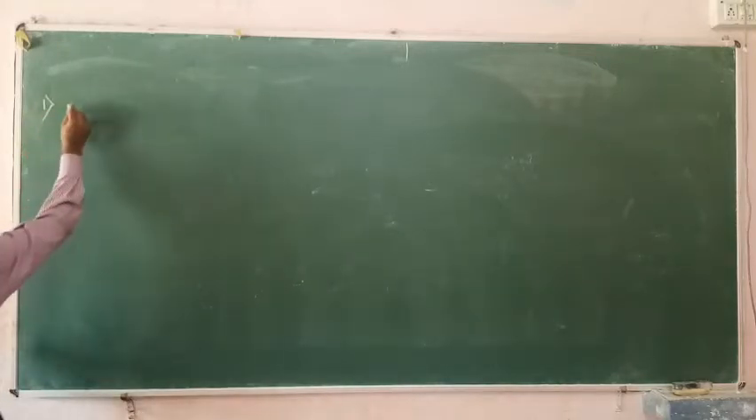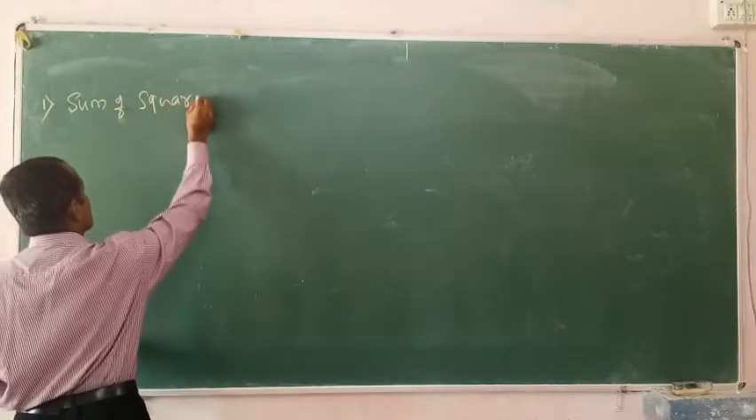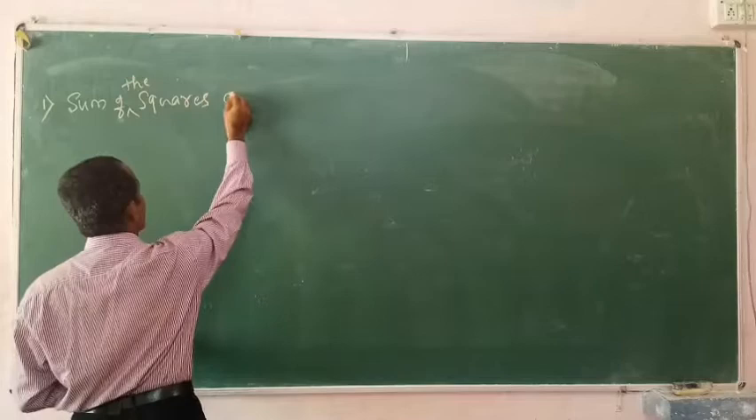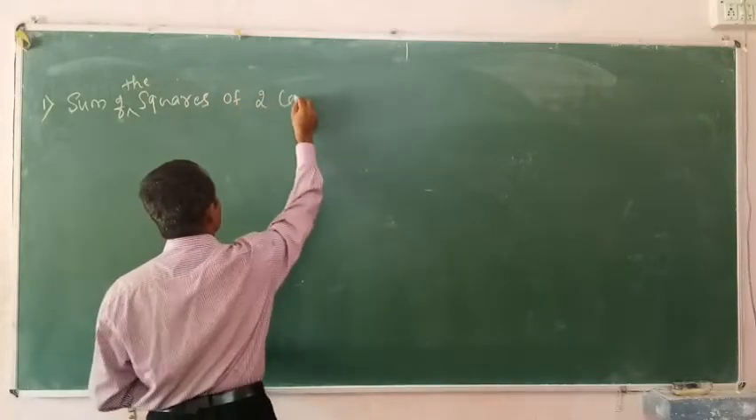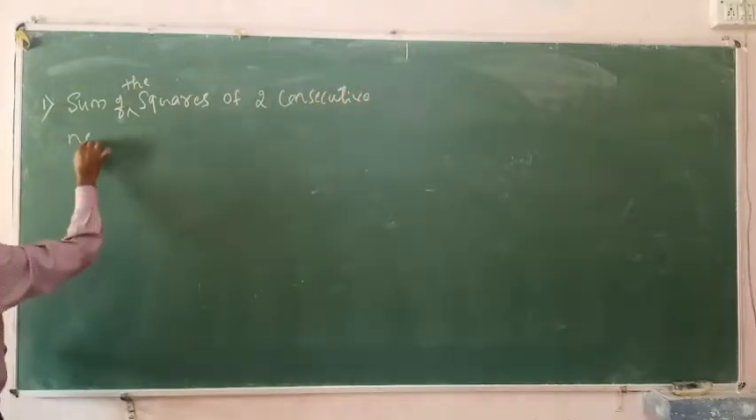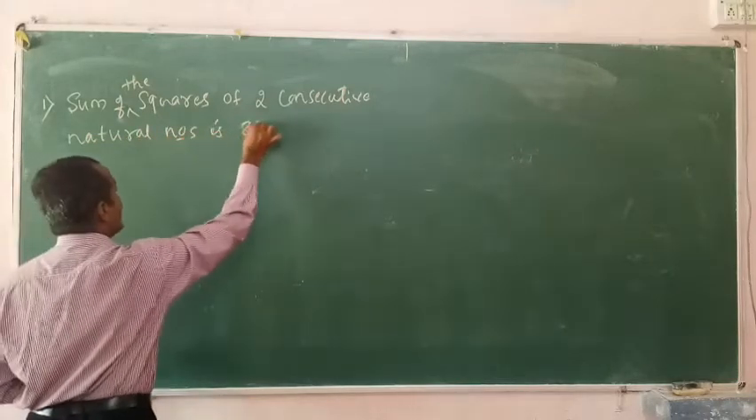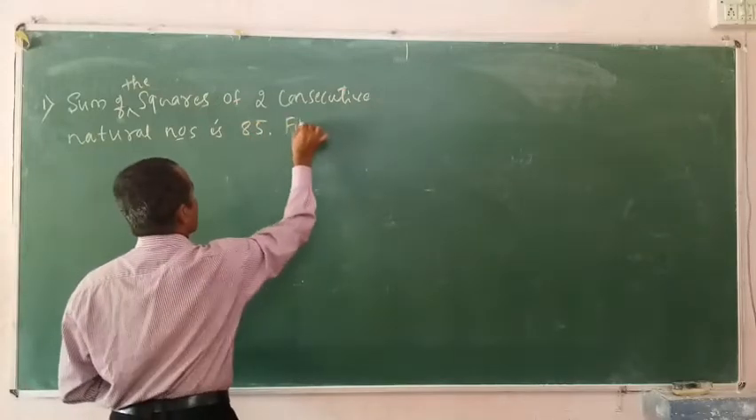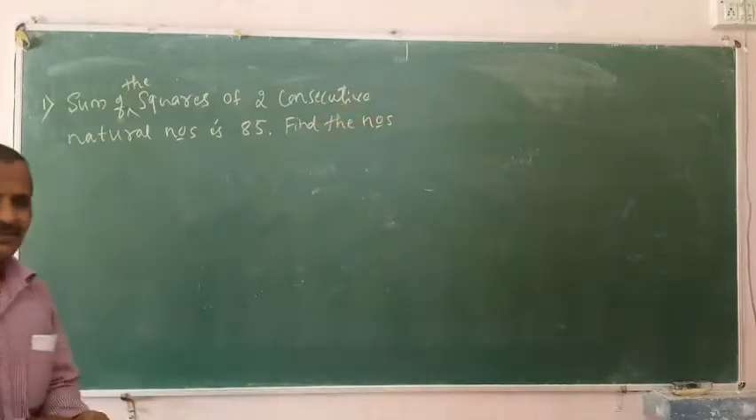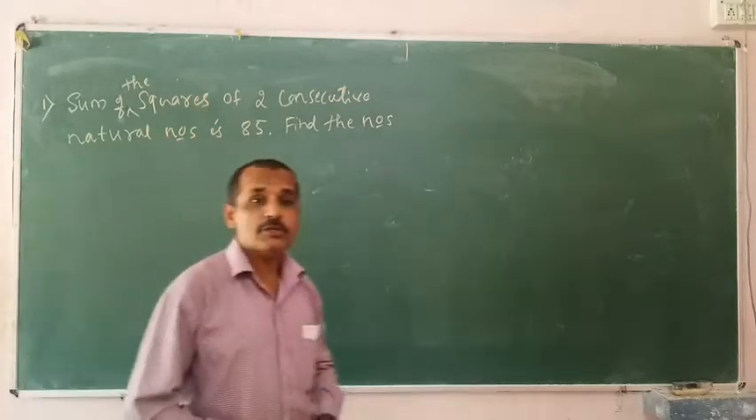See, the sum of the squares of two consecutive natural numbers is 85. Find the numbers. Very simple question. The sum of the squares of two consecutive natural numbers.